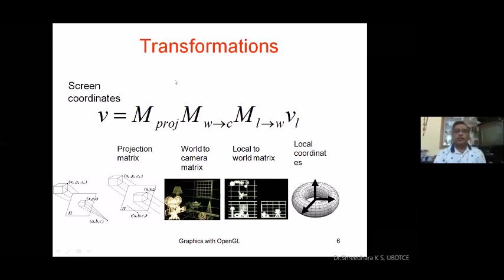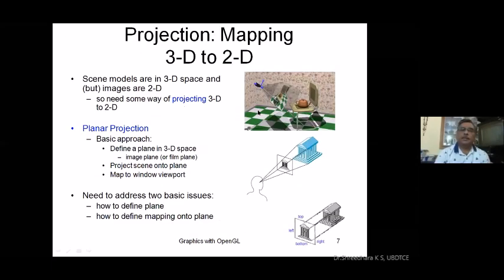So projection is nothing but mapping 3D to 2D. Observe this: the scene models are in 3D, correct? And images are in 2D. Whatever photo you take is on a 2D screen.